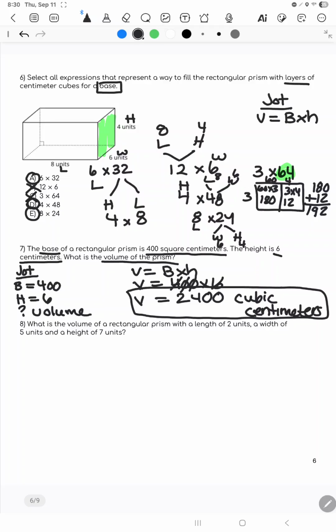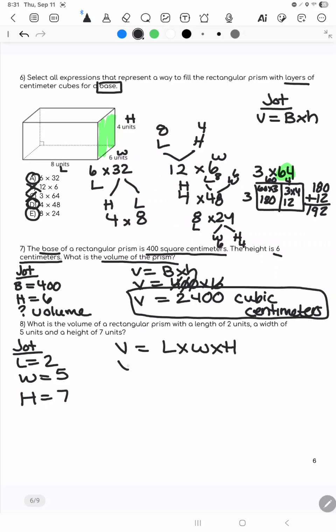Number 8. The volume of a rectangular prism with a length of 2 units, a width of 5 units, and a height of 7 units. What is the volume? Okay, so I'll do my jot. And they did tell me length 2, width 5, height 7. I'm going to use my formula volume equals length times width times height. Plugging it in.